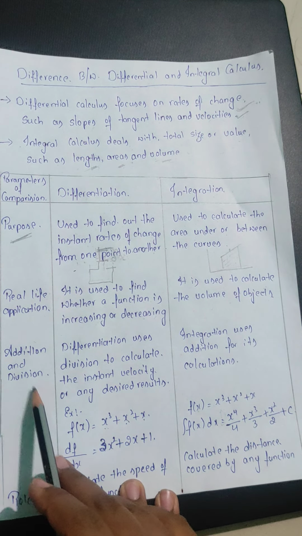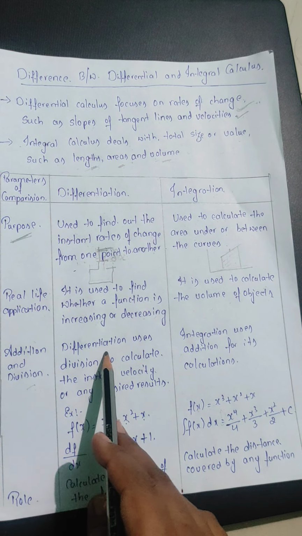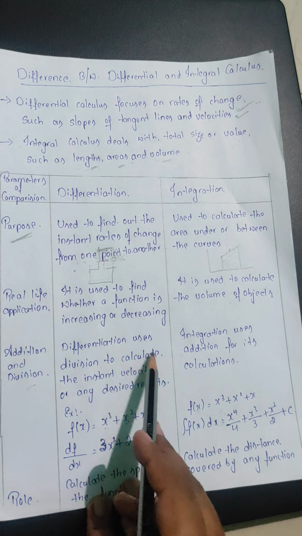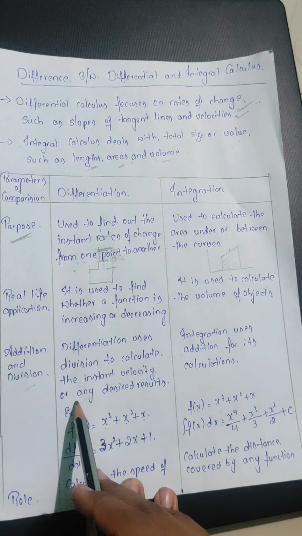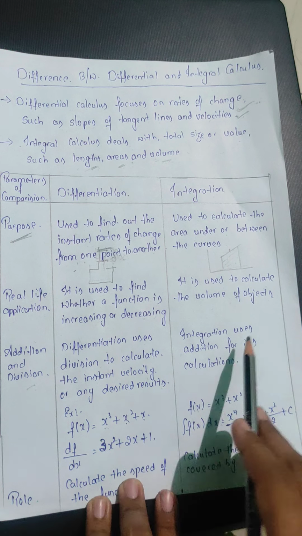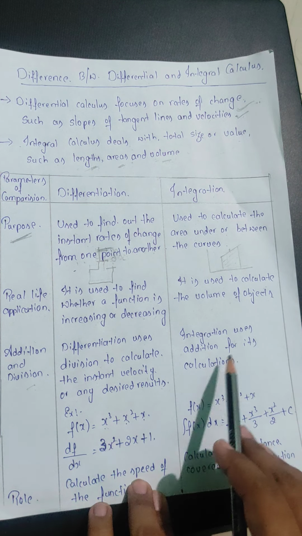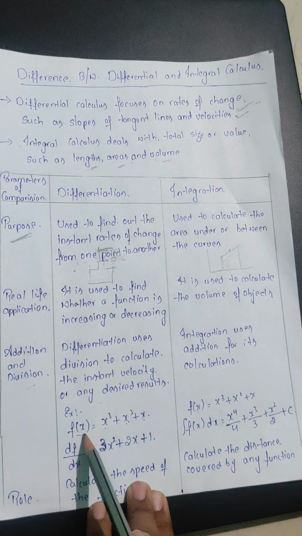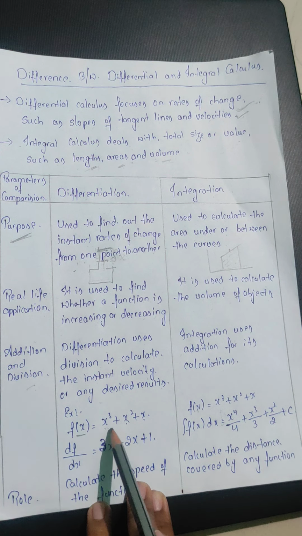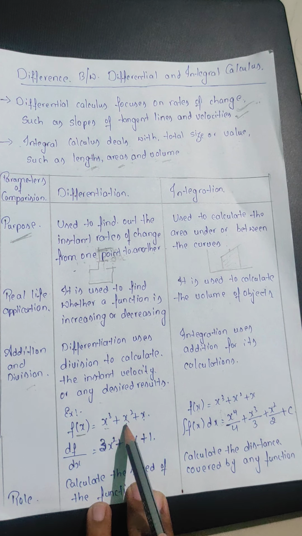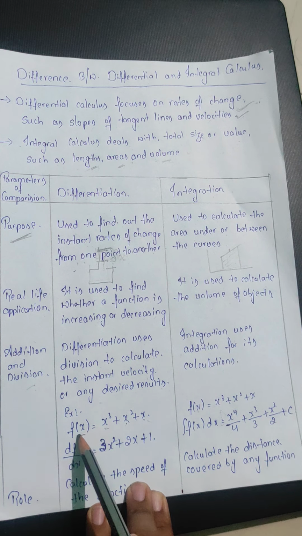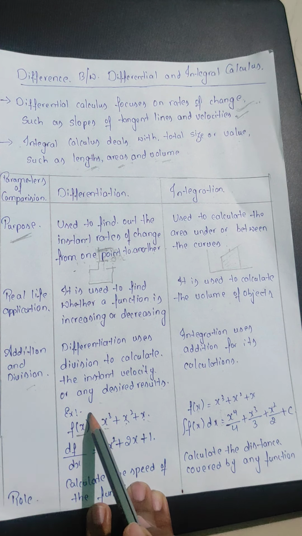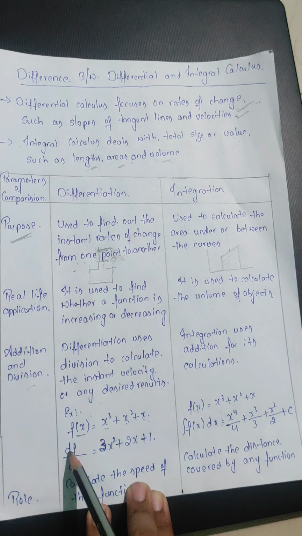Addition and division, this is the next parameter. Here differentiation uses division to calculate the instant velocity or any desired results, and integration uses addition for its calculation. I'll explain this through an example. I have considered a function f of x, which is x cube plus x square plus x. Now I am going to differentiate this function. Differentiation is nothing but the rate of change. Rate of change means df divided by dx.